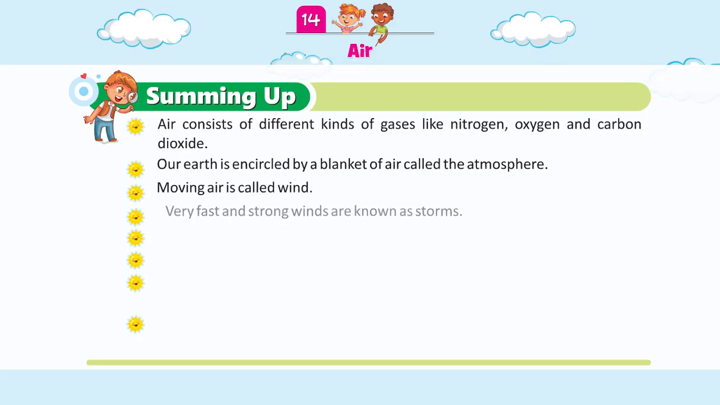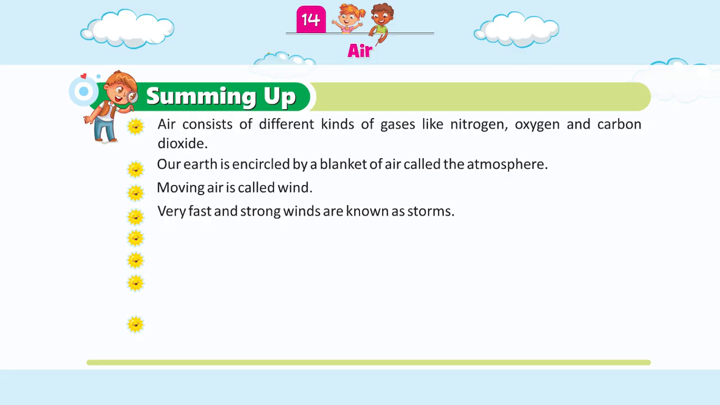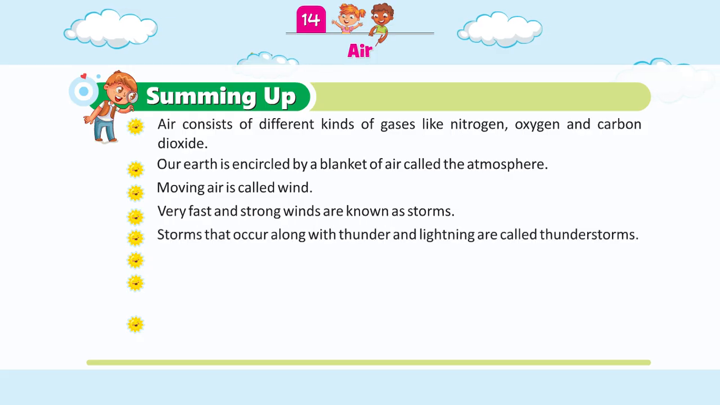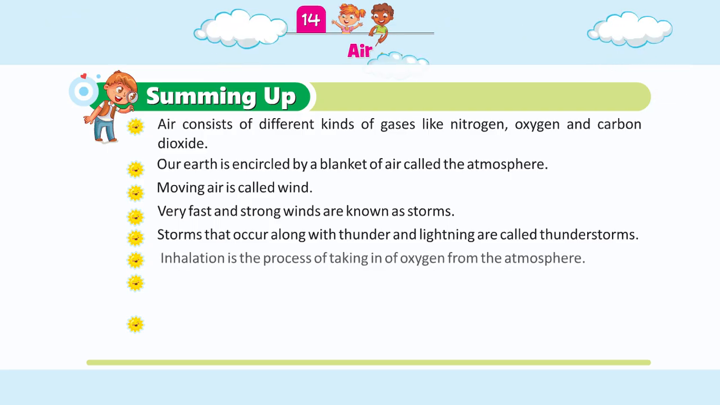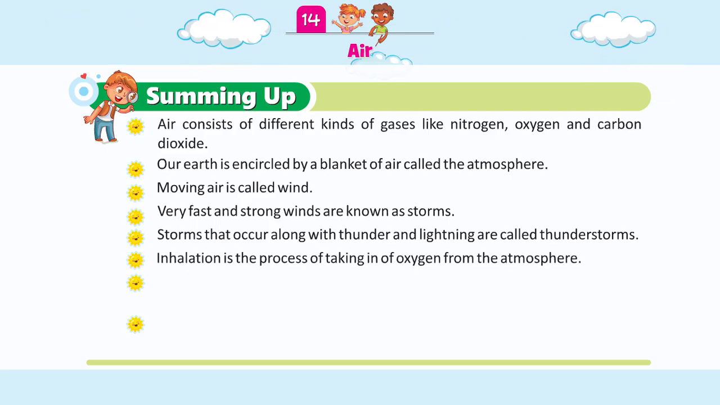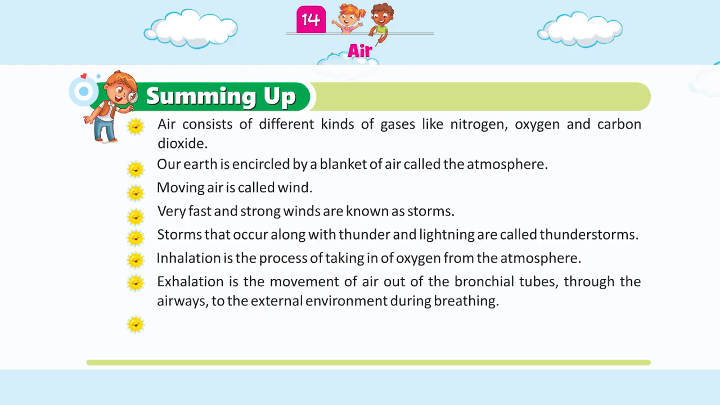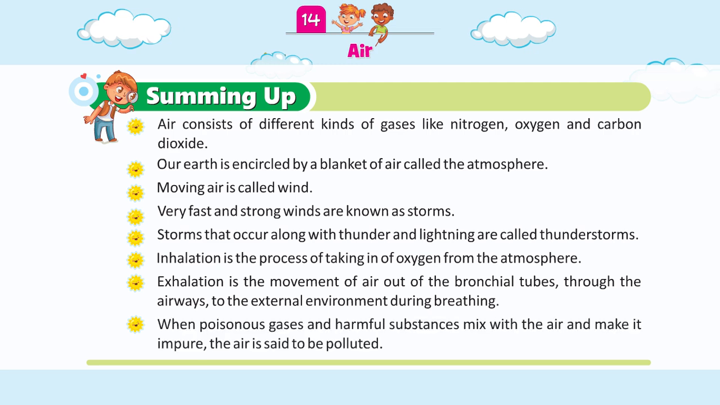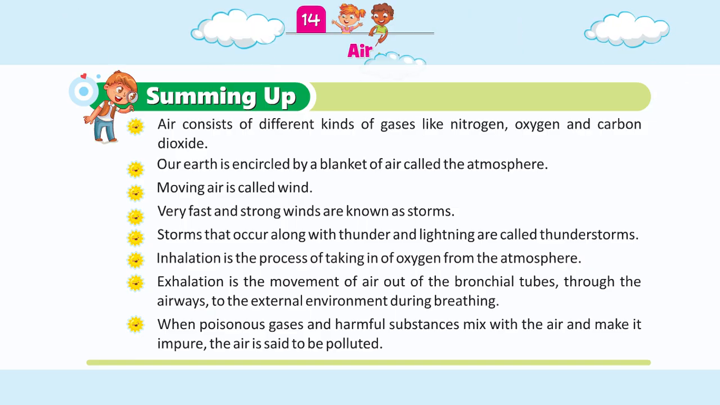Moving air is called wind. Very fast and strong winds are known as storms. Storms that occur along with thunder and lightning are called thunderstorms. Inhalation is the process of taking in oxygen from the atmosphere. Exhalation is the movement of air out of the bronchial tubes through the airways to the external environment during breathing. When poisonous gases and harmful substances mix with the air and make it impure, the air is said to be polluted.